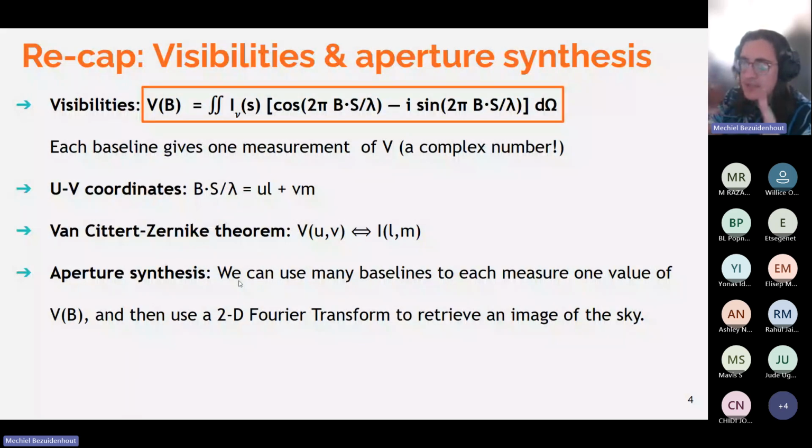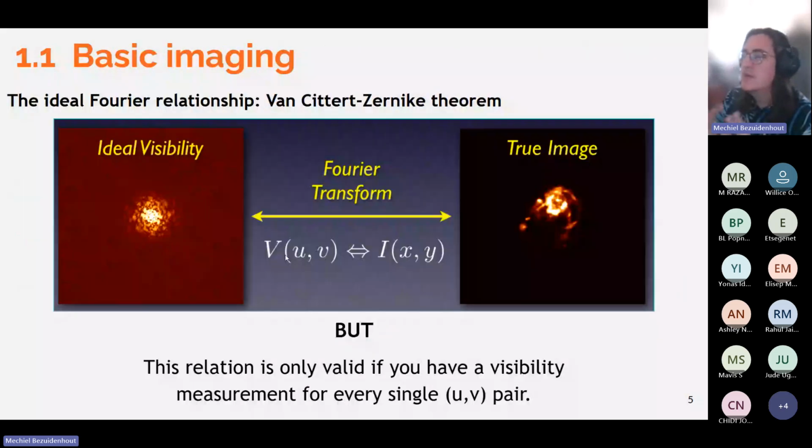So that's the simplest possible explanation for what we do. It's the ideal Fourier relationship where you have a visibility space, do a Fourier transform, and you get an image of the sky. But of course, in reality, the problem is we don't have a visibility measurement for every single combination of U and V. We only have a finite number of baselines, meaning we only have a finite number of samples on the UV plane, and there are always going to be spaces in between those samples.